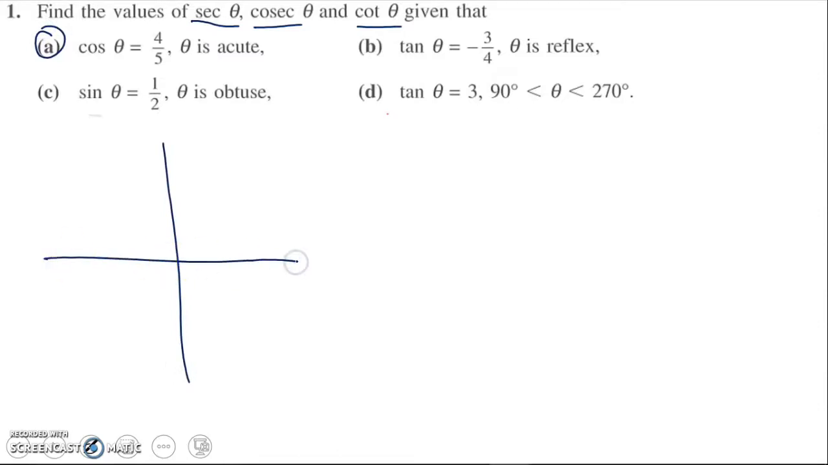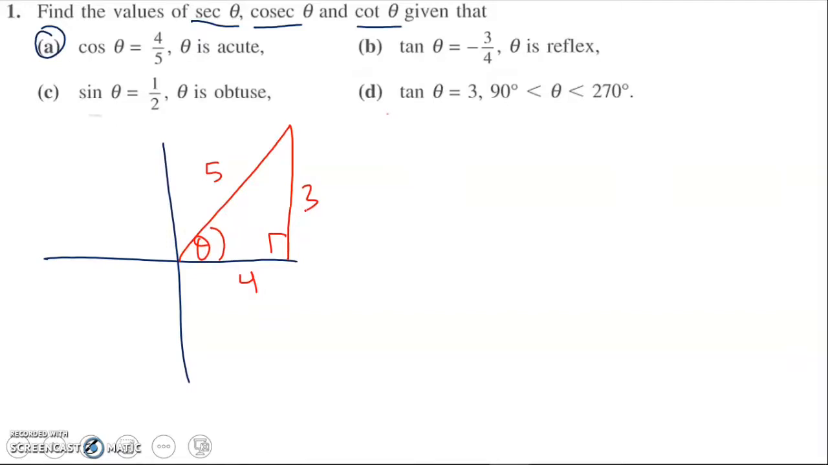For A, it says cosine is equal to 4 over 5, and our theta is acute. What that means is, if it's acute, we already know it's going to be in Q1, because an acute angle is between 0 and 90. Now it's given us adjacent and hypotenuse. That's what I've put here. And our opposite side would have to be 3, based upon the Pythagorean theorem.